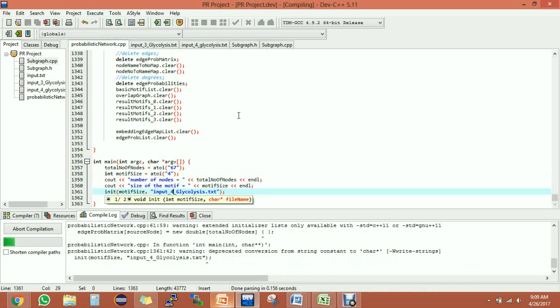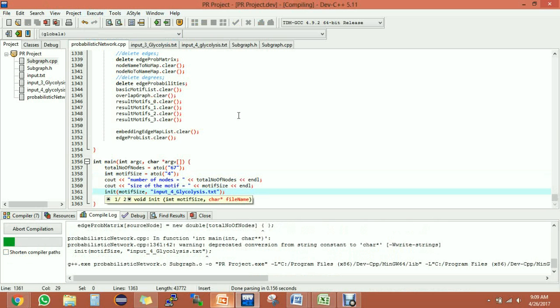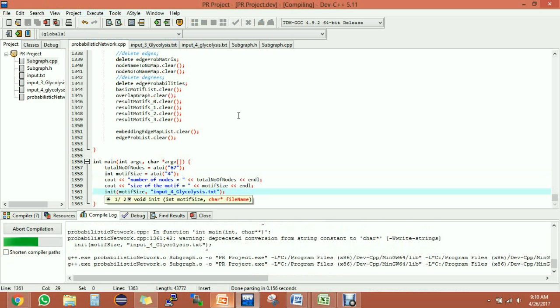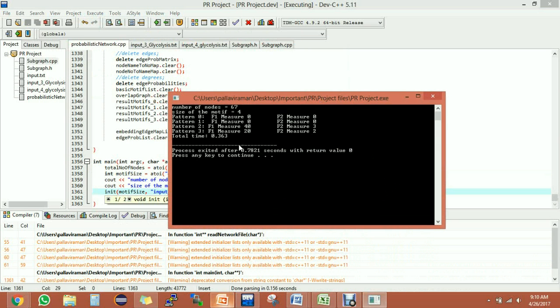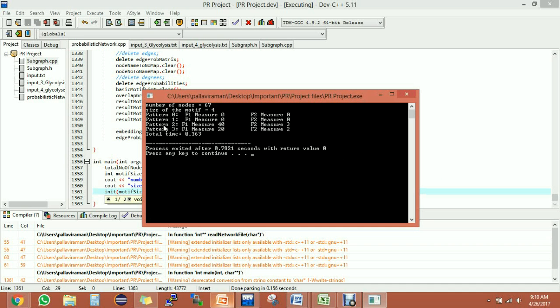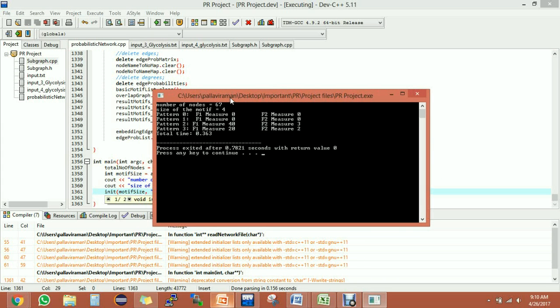I have used a lesser number of nodes for calculating the size for patterns, as with the increase in the number of nodes, the time complexity increases. So for fast execution, I have used a lesser number of nodes. The F1 measures for pattern 2 and pattern 3 are given below, and the F2 measures are also calculated. Pattern 2 is the chain pattern and pattern 3 is the star pattern.